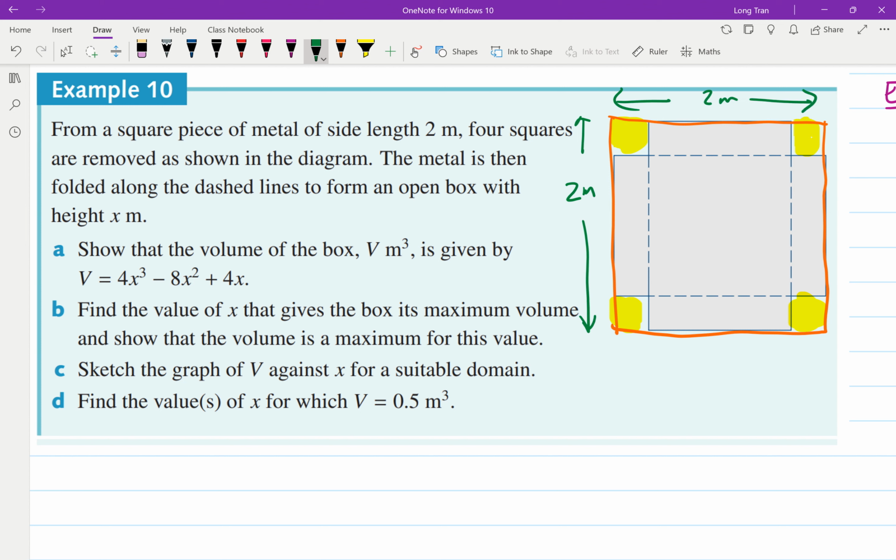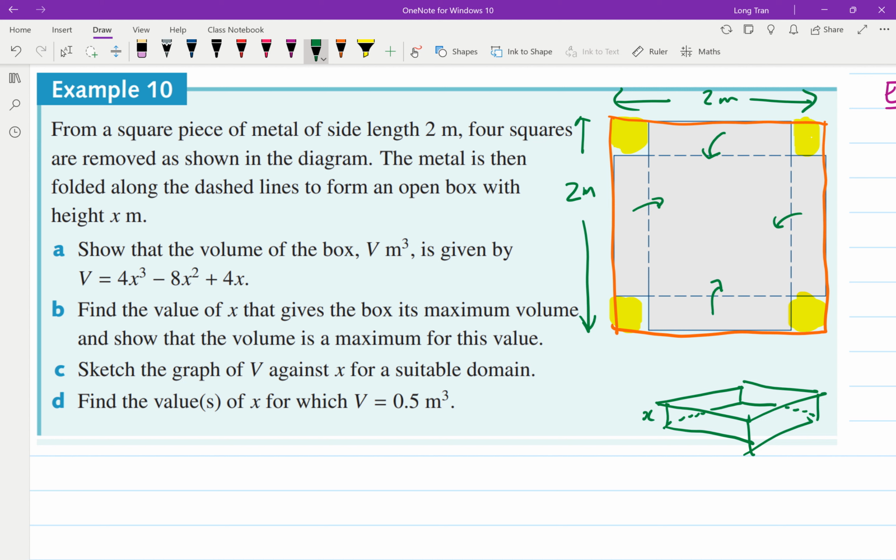Then they say that the metal is then folded along the dashed line. You can see the dashed lines. If you fold it, it forms an open box. If you can try to picture this, if I fold each and every one of these sides up, you should have a shape that looks like a very flat rectangular prism or box. If you can picture that, I'm just going to draw that line down like that. That would be your box there. So you're picturing it. This is X.